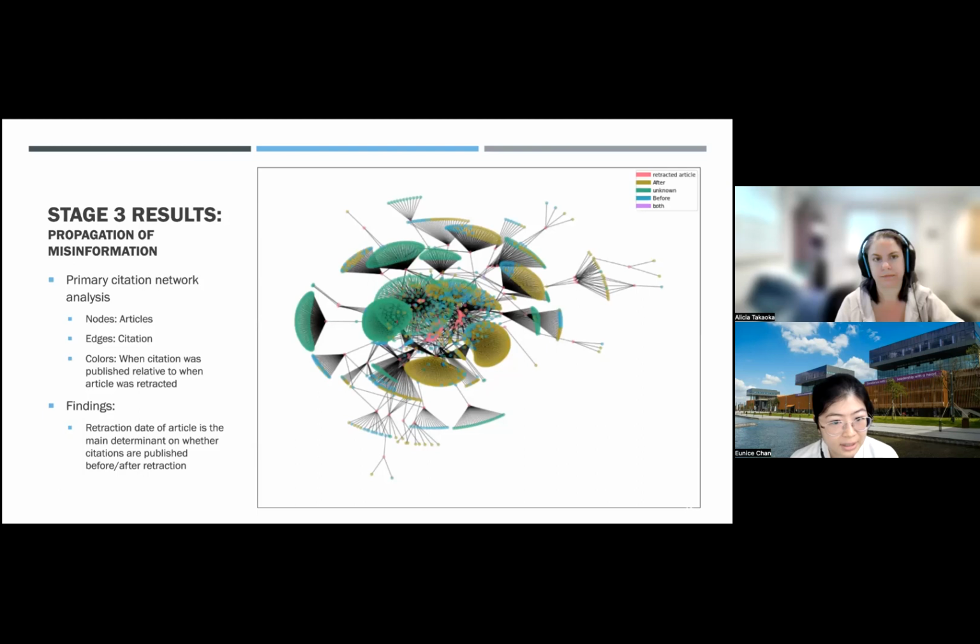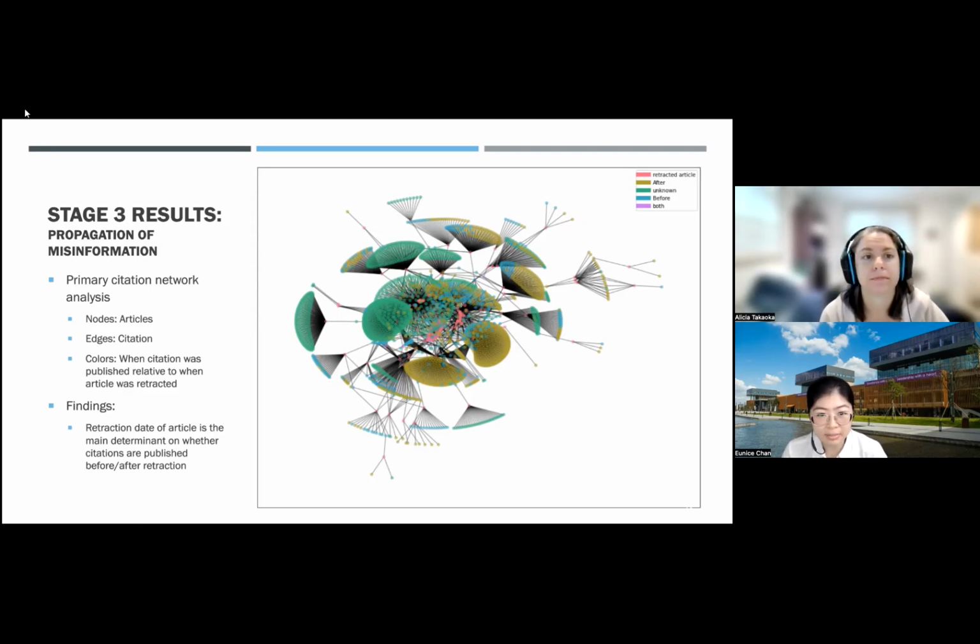Next slide, please. In this case, we also performed another network analysis. The nodes and the edges are the same as what we saw in stage 2, but now the coloring is different. We can see from this network graph that it really depends on the retracted article whether the citations were published before or after. For the clusterings, when the majority of the citations are published after, typically the entire cluster is after. This is either because the journal in which the retracted article was published did not communicate properly that the article was retracted, or for any other reason.